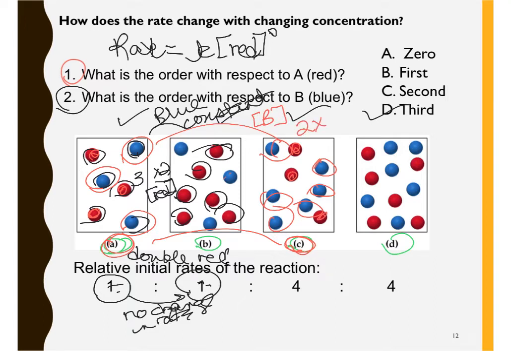What has happened to the rate of the reaction in going from A to C? It has increased by a factor of 4. All right, so I want to carefully go over how you determine the order with respect to B, because some of these get a little more complicated, so there's a little bit of math that goes with it, but I want to explain that in the next slide.